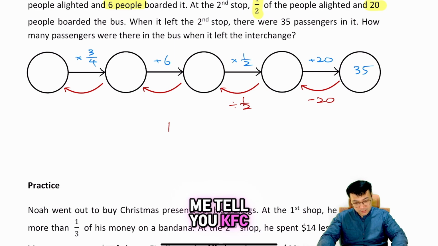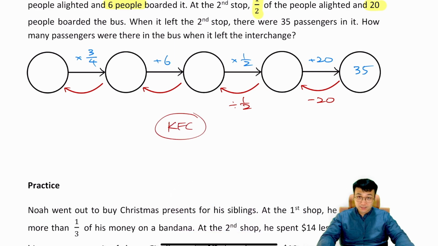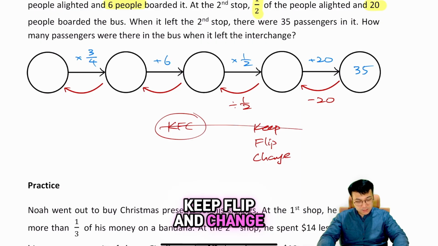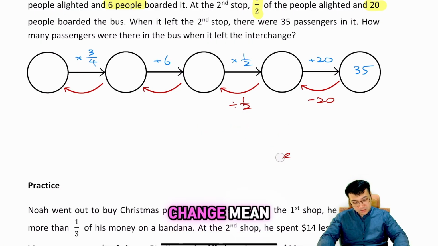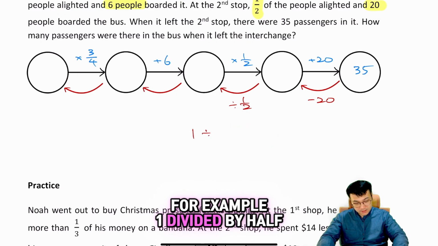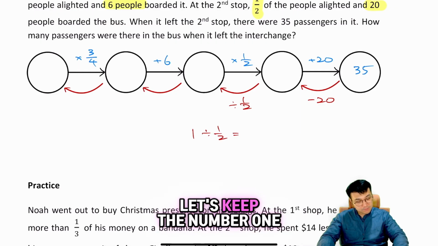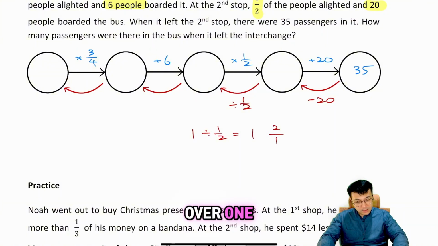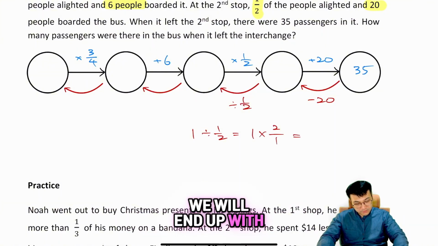But whenever you see a divide in a fraction, what do you do? Let me tell you, KFC. It's not Kentucky Fried Chicken. It means keep, flip, and change. What does keep, flip, and change mean? For example, 1 divided by half equals to, let's keep the number 1. Let's flip the fraction, 2 over 1. And let's change the division sign into multiply. We will end up with times 2.